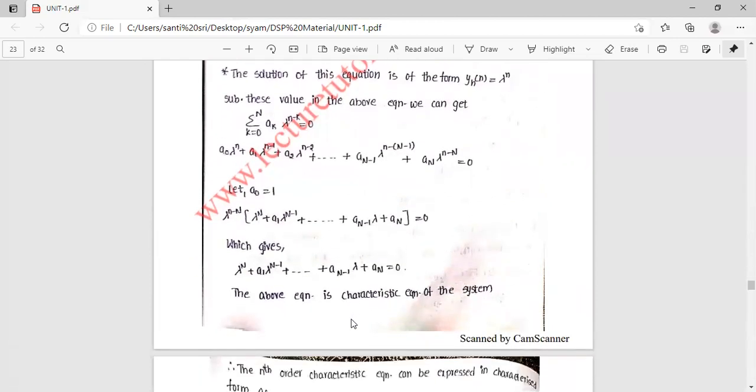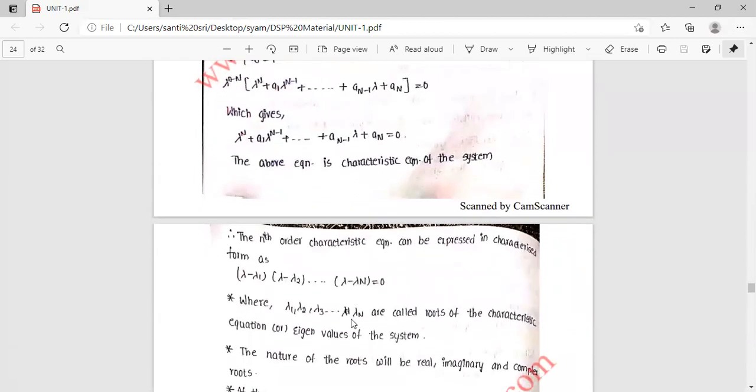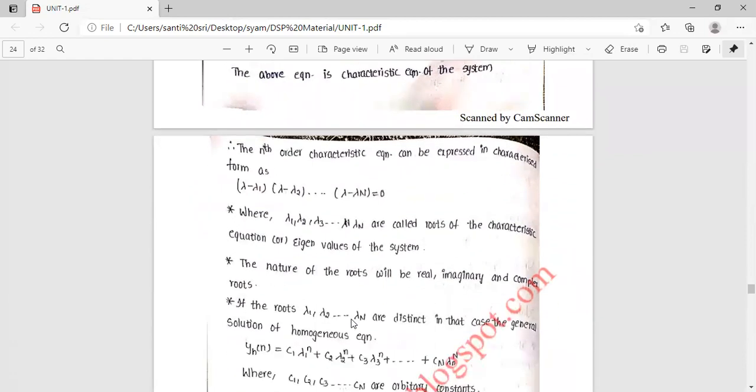It is nothing but the characteristic equation. We will find the roots of this characteristic equation as (lambda minus lambda_1)(lambda minus lambda_2) up to (lambda minus lambda_N) equated to 0, so that we will get the roots lambda_1, lambda_2, lambda_3. These are also called eigenvalues of the system. Roots are eigenvalues of the system. The nature of the roots will be real, imaginary, or complex.